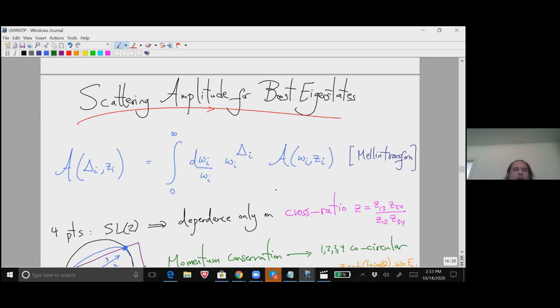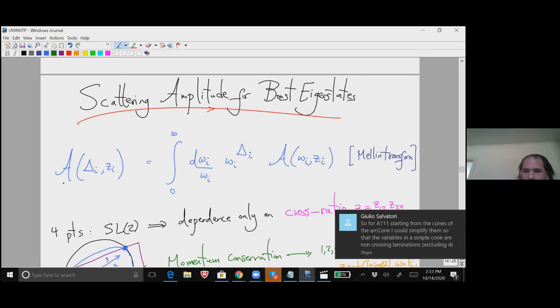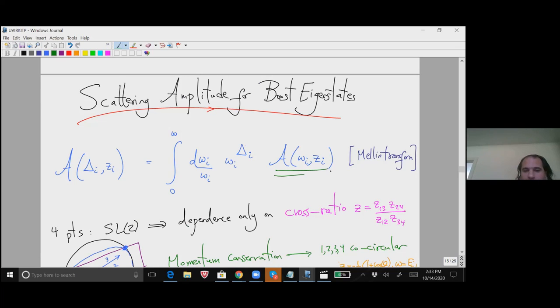All right, so how do we think about scattering amplitudes for boost eigenstates? Well, they're just this transform. Here are the ordinary momentum amplitudes, which are a function of energy and Z, and I'm going to transform them to something as a function of delta and Z in this way. So it's just a Mellin transform of the ordinary amplitudes.